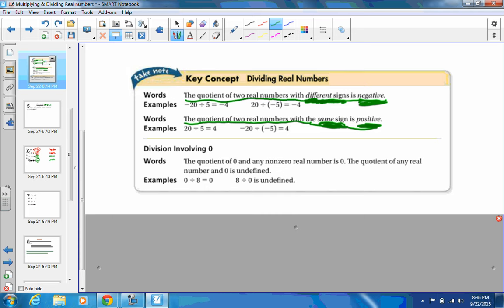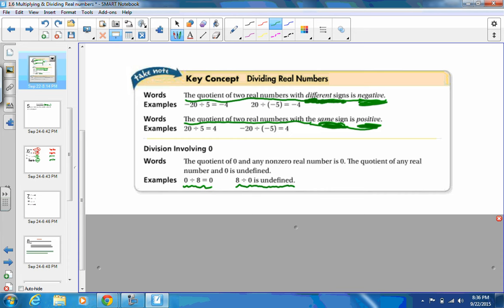And if you have a unique one where you have a 0 involved, it says the quotient of 0 and any non-zero real number is 0. So 0 divided by anything else is equal to 0. But if you have the quotient of any real number and 0, so a real number divided by 0, that's undefined. You can't do it. You can't divide something by 0.